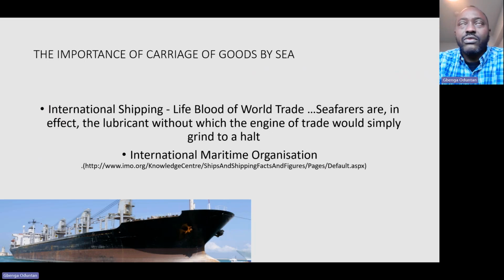But at any rate, it's quite important to spend some time simply appreciating the awesomeness of the carriage of goods by sea as an activity, as an international activity. Carrying goods, sending goods from one territory to the other in trade is simply the blood of world trade. Seafarers are, in effect, the lubricant without which the engine of trade will simply grind to a halt.